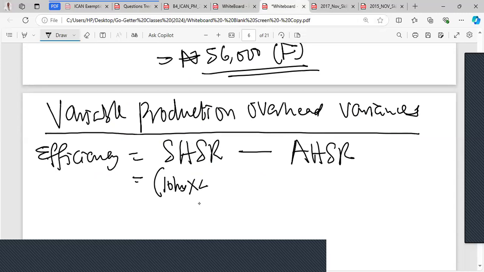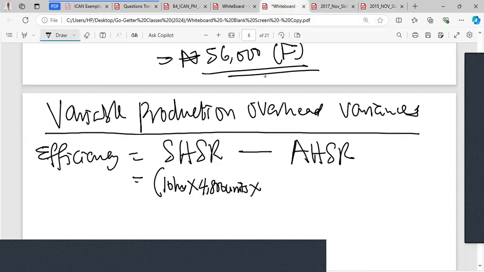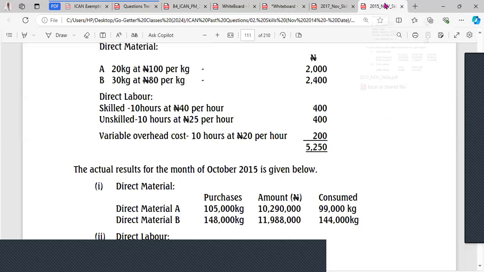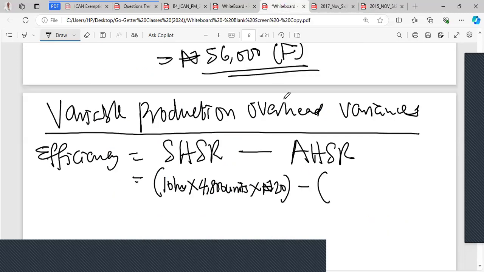How many units was produced? 4,800 units. What is the standard rate per hour? 20 naira per hour. Now, what is the actual hours that was done? Actual hours is 56,000 hours. So that is what was done in variable overhead and production direct labor. So 56,000 hours, then the standard rate is 20 naira.